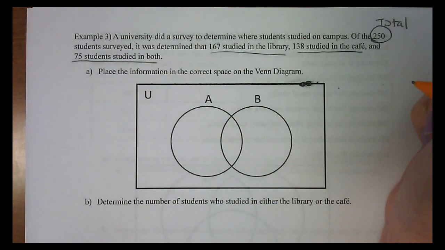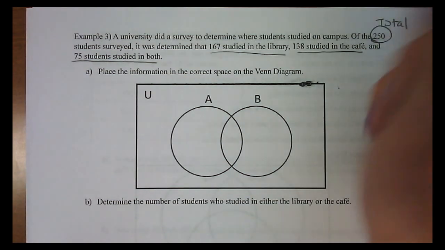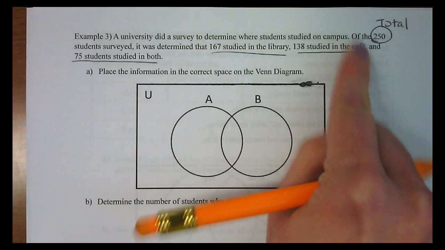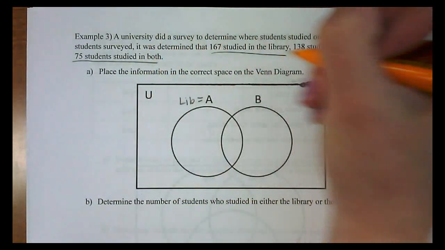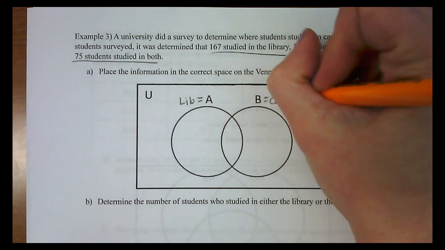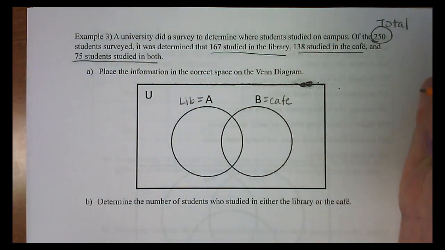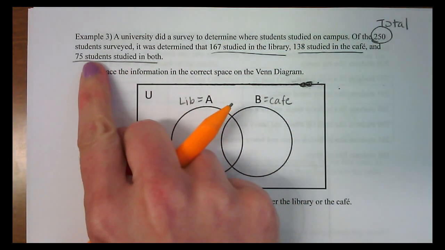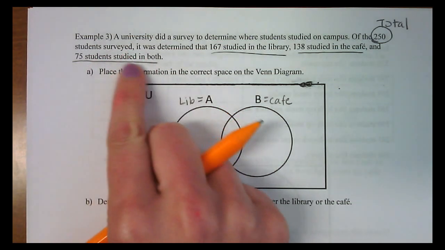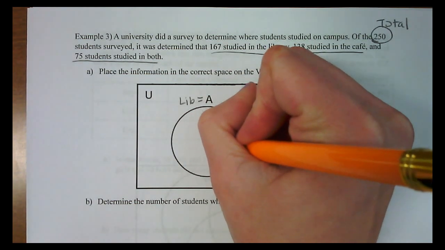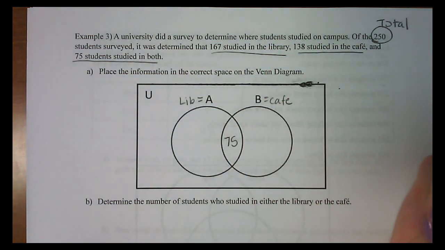So the first thing we need to do is label our sets. So we know we have the library and the cafe. So if we want to say set A is for the library and set B is for the cafe, the place we always want to start is where the overlap is. So 75 students did both. So we're going to put that here.